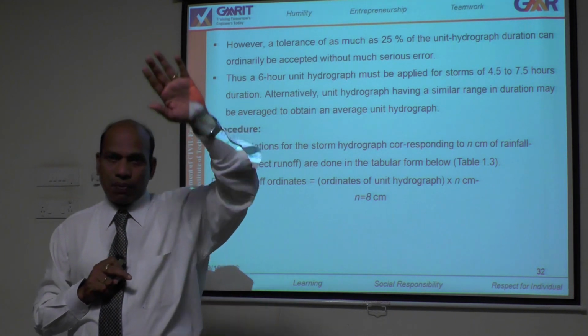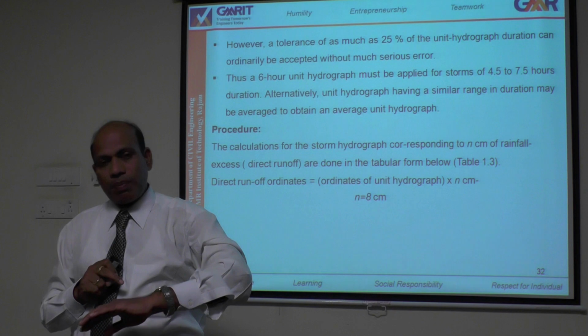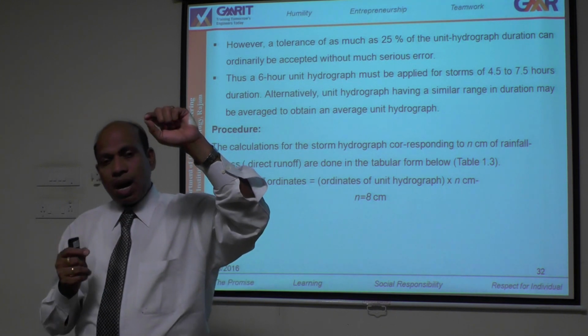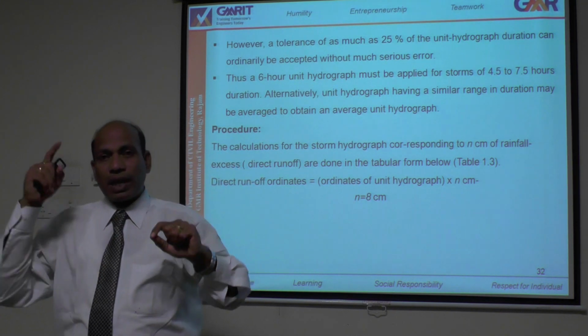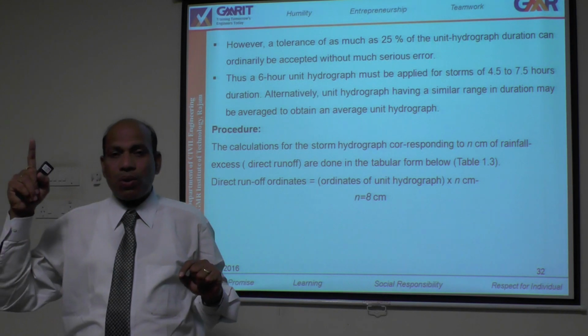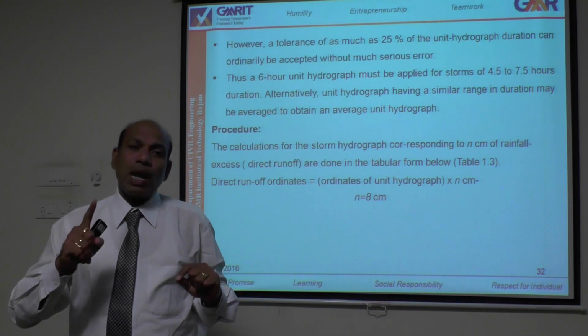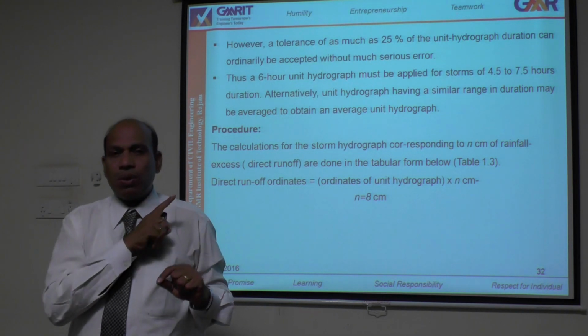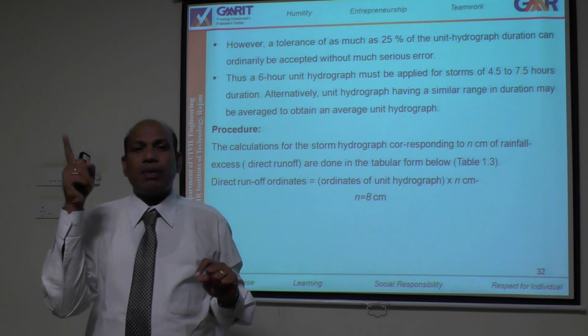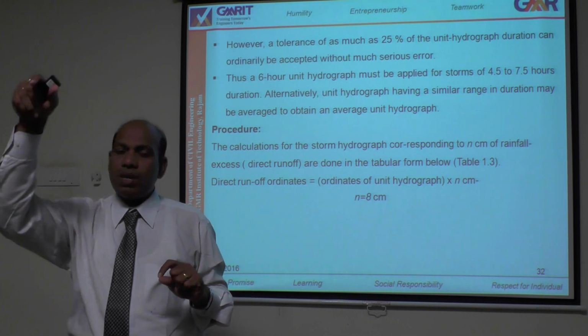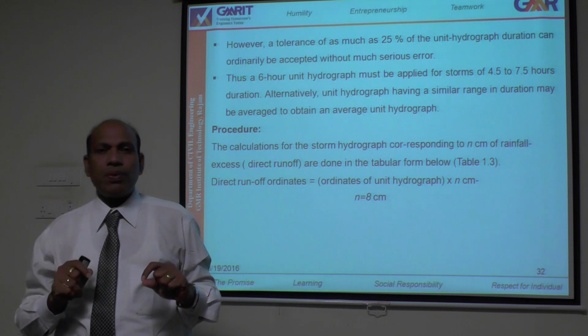We know the direct runoff ordinates and also the direct runoff depth. Based on these two values, we construct the unit hydrograph. How do we construct it? Unit hydrograph ordinates equal direct runoff ordinates divided by direct runoff depth. Then we have the ordinates of the unit hydrograph.